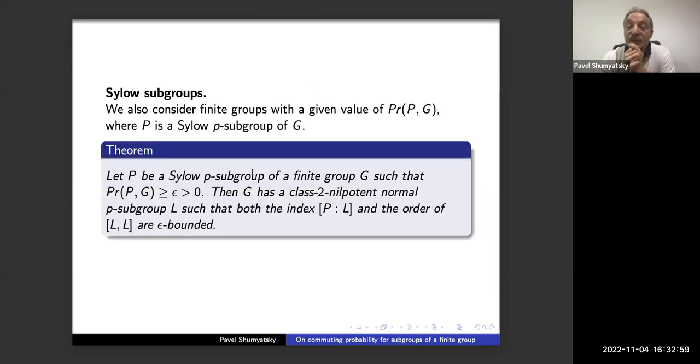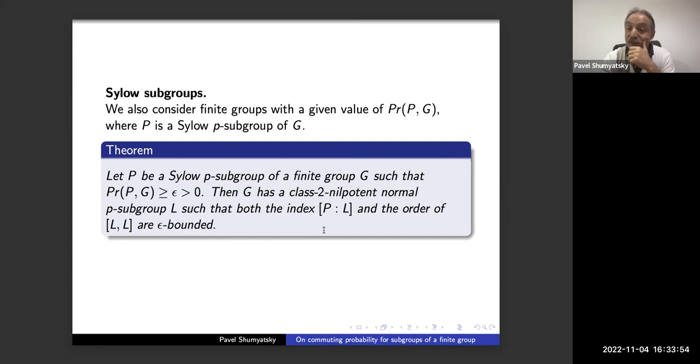We also considered finite groups in which a Sylow subgroup has high commuting probability. The result is that if P is a Sylow p-subgroup of a finite group G, such that the commuting probability of P in G is at least epsilon, then G has a class 2 nilpotent normal subgroup L, such that both the index of L in P and the order of the commutator subgroup of L are bounded. Here I should mention that since L is a normal p-subgroup of G, it is contained in every Sylow subgroup. So in particular, L is contained in P, so it makes sense to talk about the index of L in P.